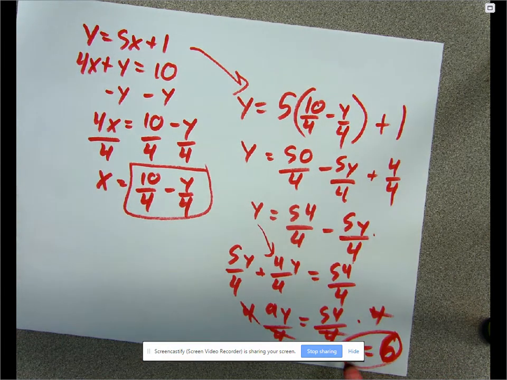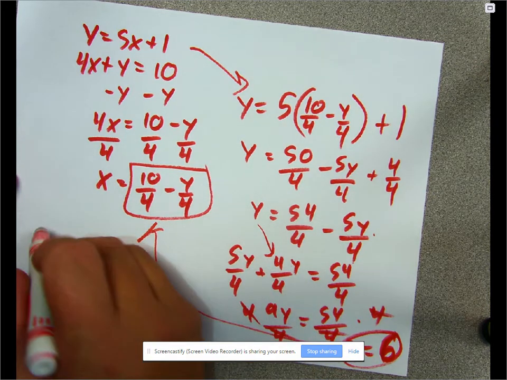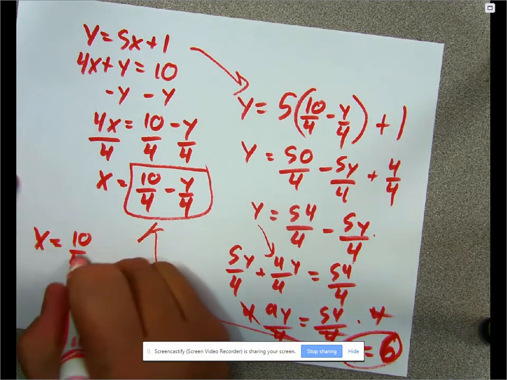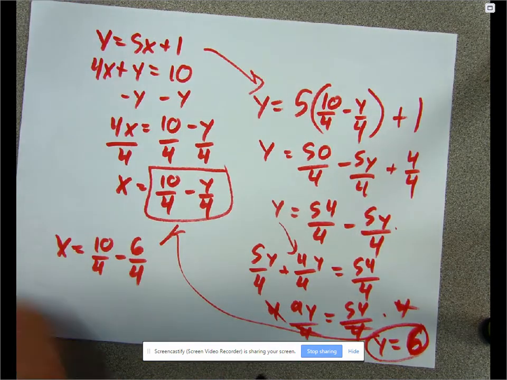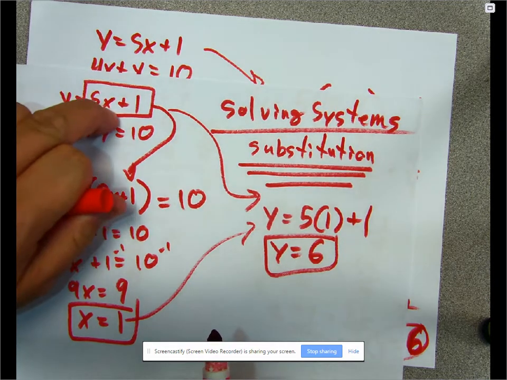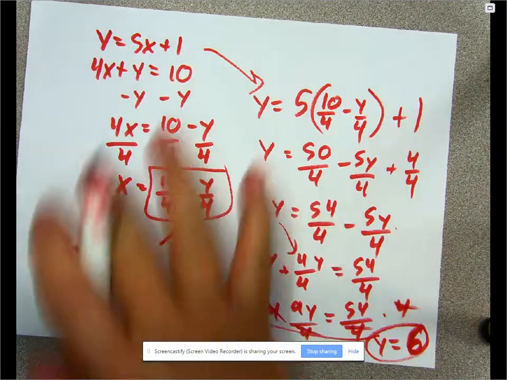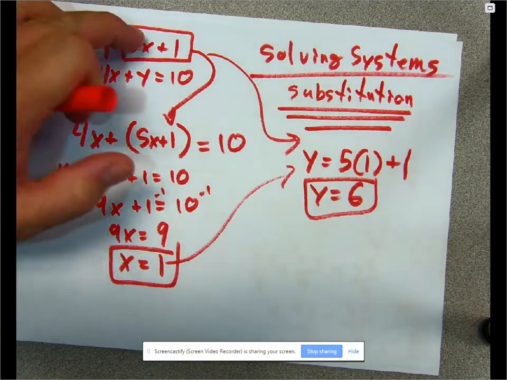Once I know y equals 6, x equals 10/4 minus 6/4. And you can see why we don't use this method. When you're doing substitution, it's only a good method if it's easy to get one variable by itself. I would not do this. It's a mess. I would do this.